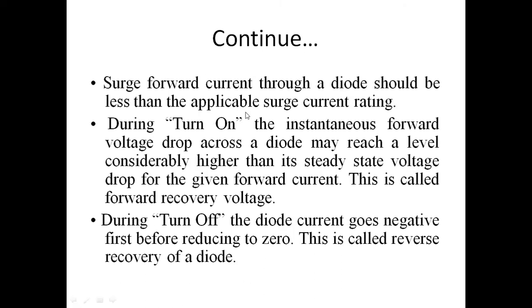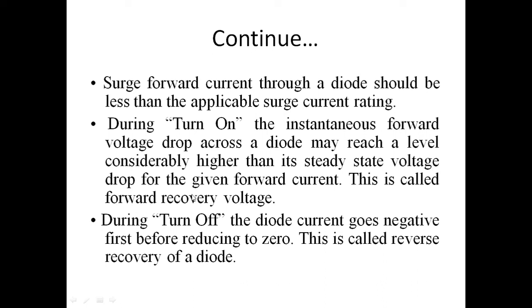Now next, the surge forward current through a diode should be less than the applicable surge current rating. During the turn on, the instantaneous forward voltage drop across the diode may reach a level considerably higher than its steady state voltage drop for the given forward current. This is called the forward recovery voltage.